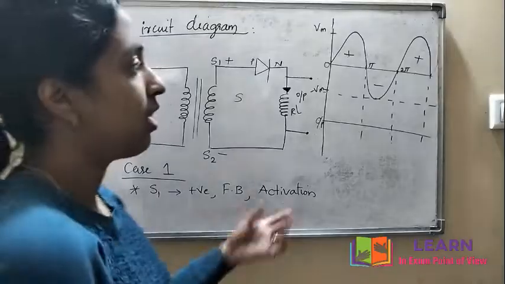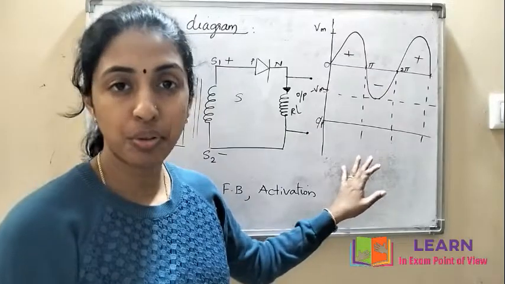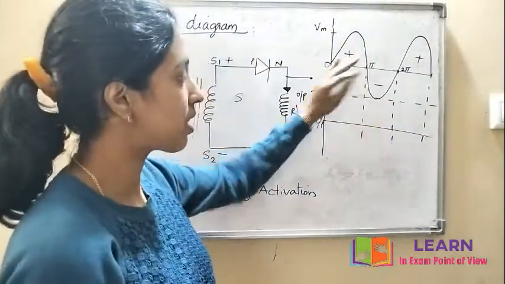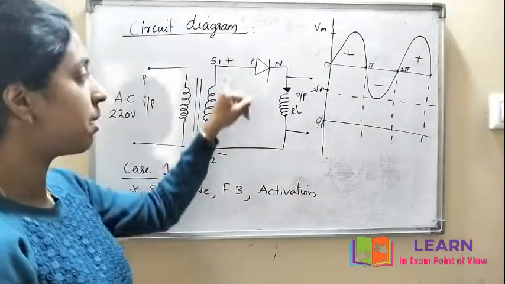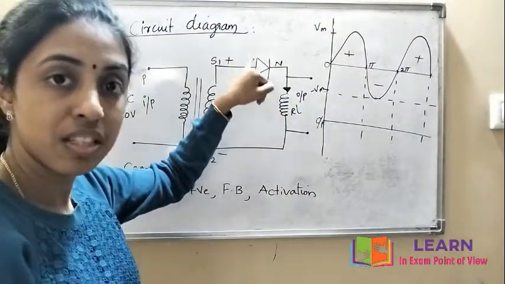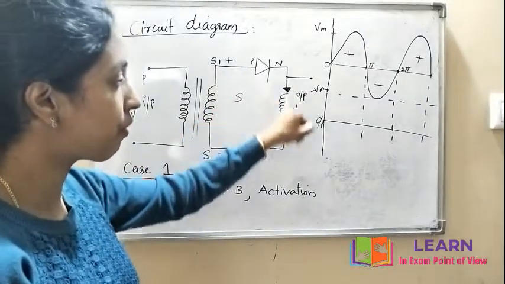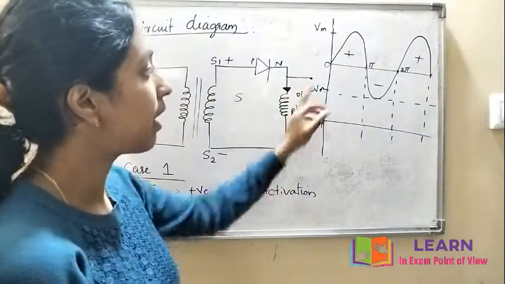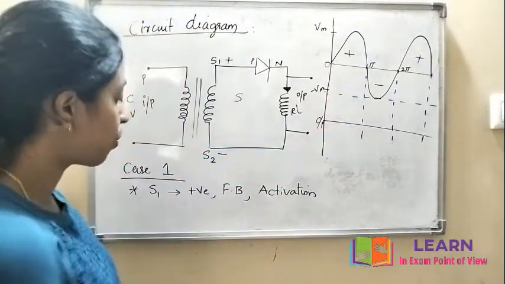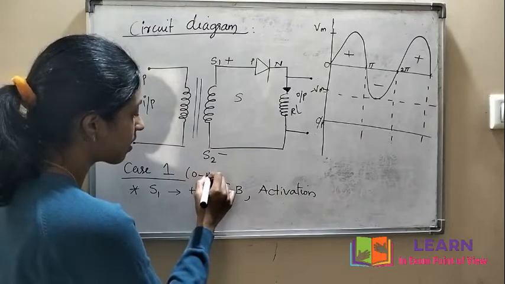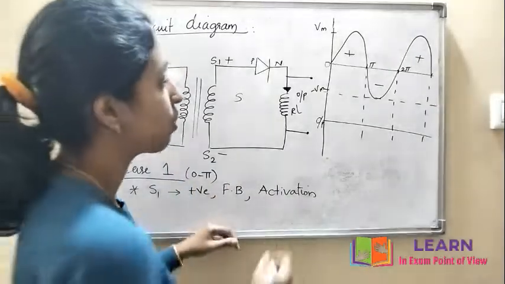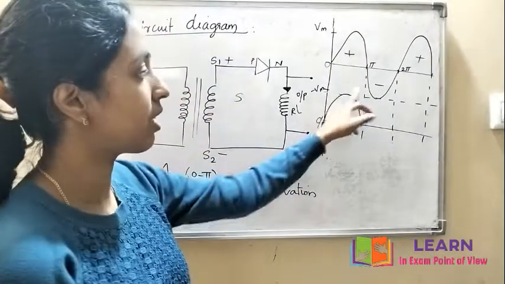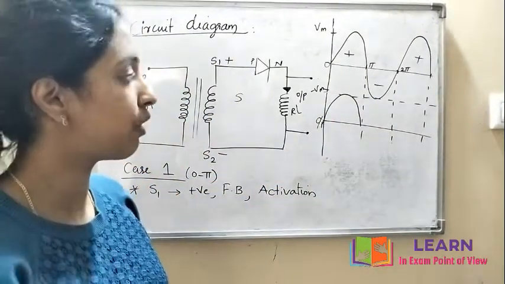It is good to draw this diagram also. This is our AC input, where this plus half is our first case, plus to P. That means it is forward biasing, where current flows, and we get a voltage because it is in activation mode. That is from 0 to pi, the plus half. So you will get voltage, and you can draw the output like this as plus.